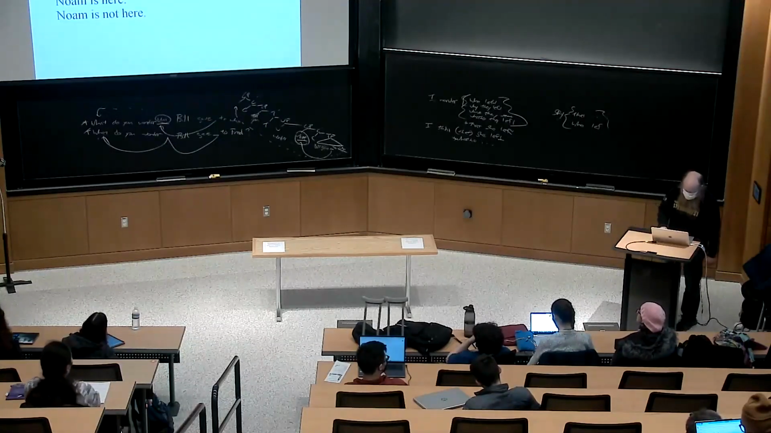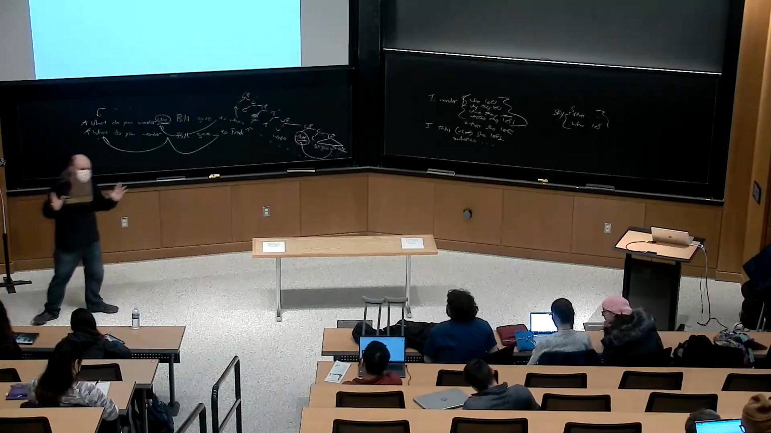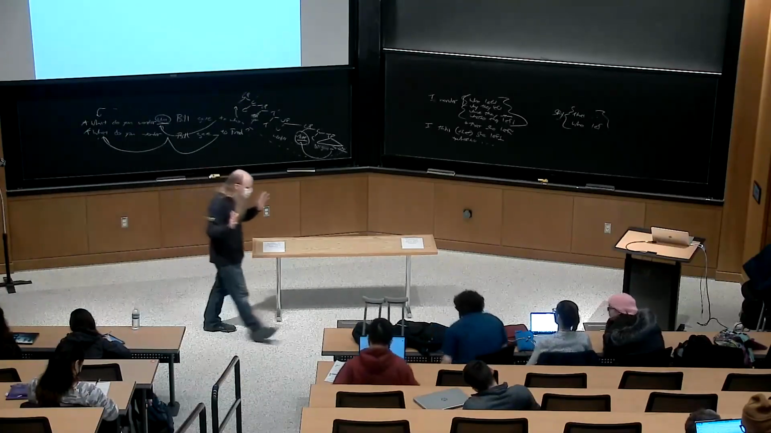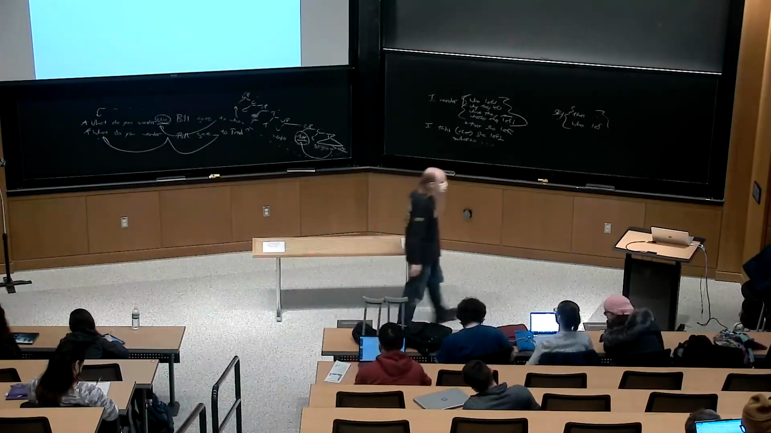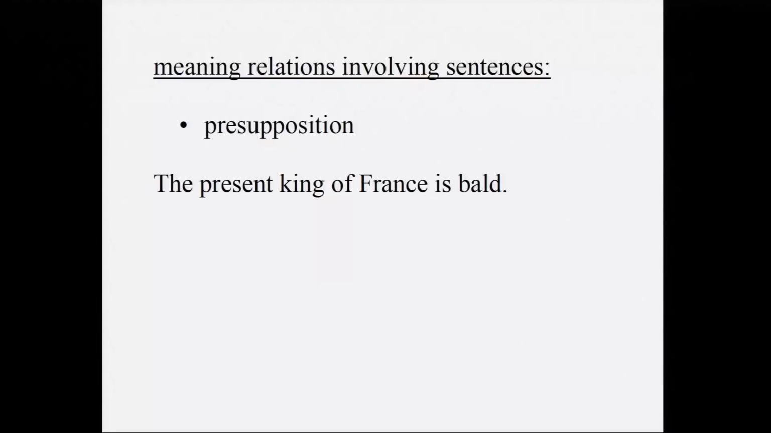Okay, good. I'm going to move away from entailment and start talking about presupposition. Presupposition is another kind of relation between sentences. Again, it doesn't matter whether the sentences are true or not. You're being invited to imagine what life would be like if they were true. So a sentence like, the present king of France is bald, presupposes that there is a present king of France.